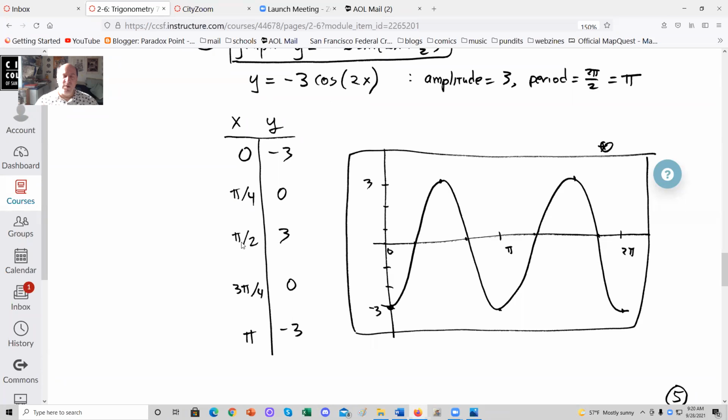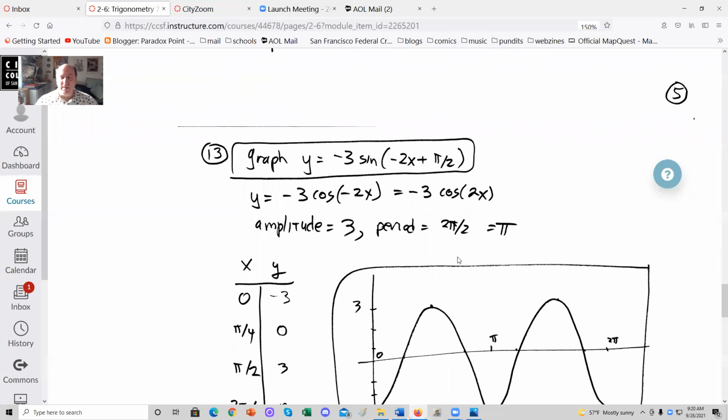Midway between the peaks and the valleys are the zeros. So midway between 0 and pi over 2 is pi over 4, where it's 0. Midway between pi over 2 and pi, at 3 pi over 4, it's 0. So there's 0 here and here. So -3 to 0 to 3 to 0 to -3. That's one wave, and here's another wave.